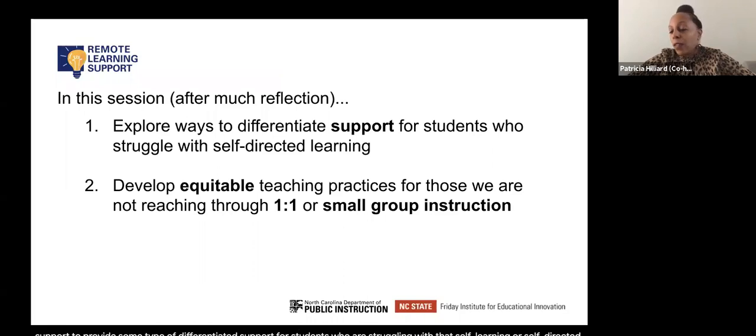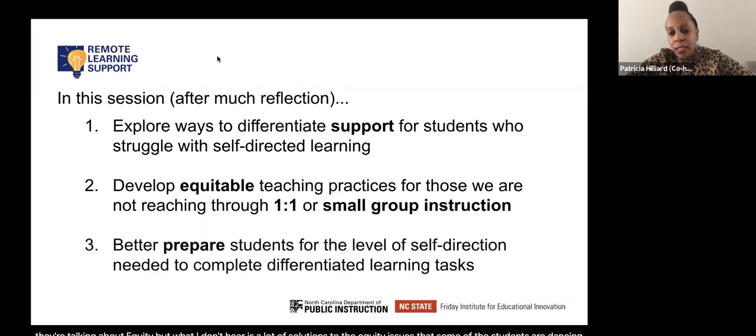Some of you mentioned that. Also, if you're like me, you've been to 9 million webinars, and in those webinars, they're talking about equity, but what I don't hear is a lot of solutions to the equity issues that some of the students are experiencing due to everything that has already been mentioned, especially access. So we're going to look at some equitable teaching practices. And while we go through this, I don't want you to think whole group, because we're talking about differentiation. I want you to think of either that one student who doesn't answer the phone, who doesn't come to the Zoom session, or a small group of students that are really left behind right now.